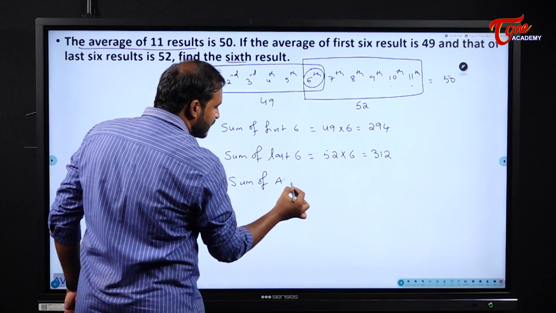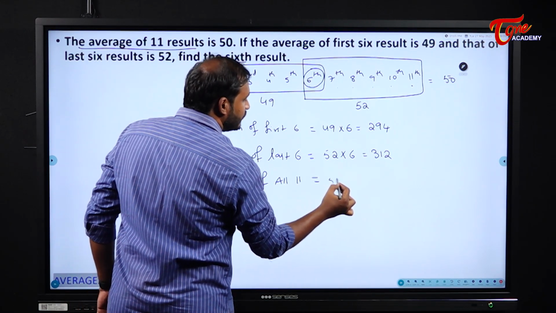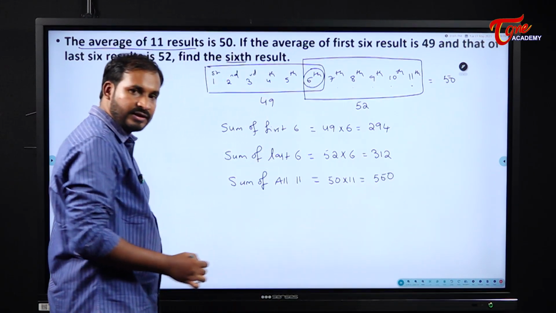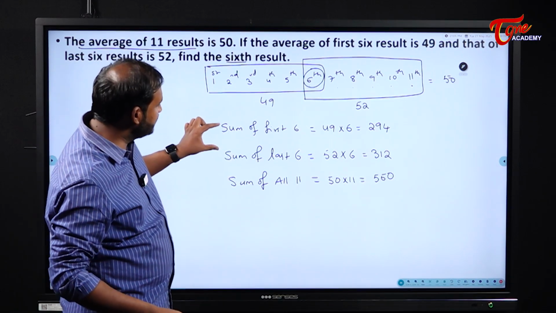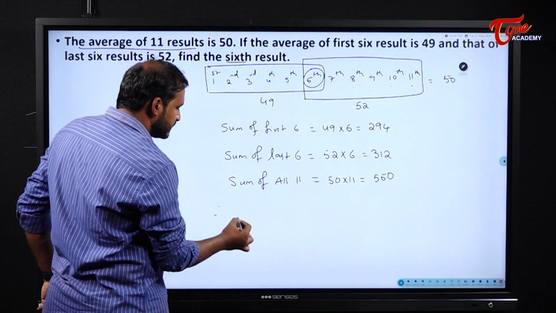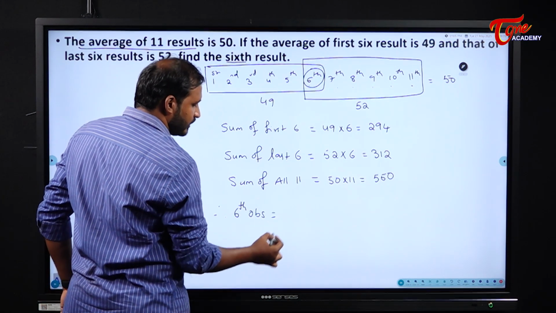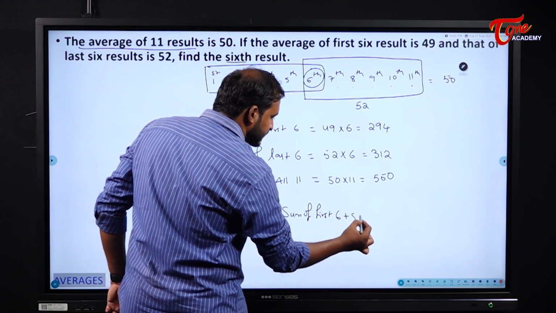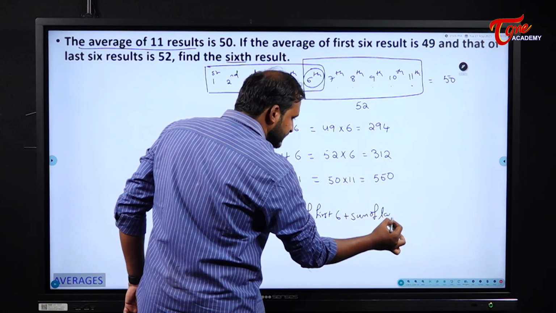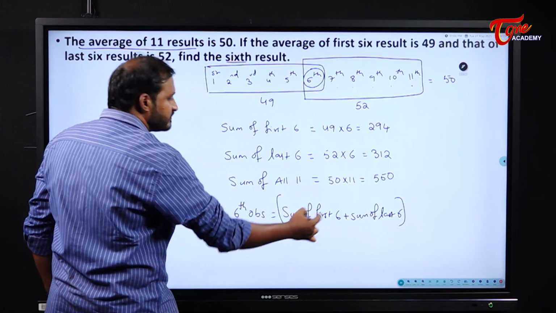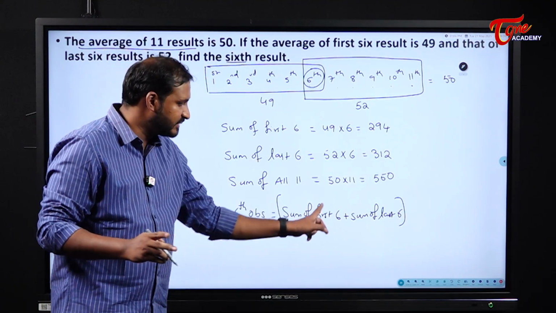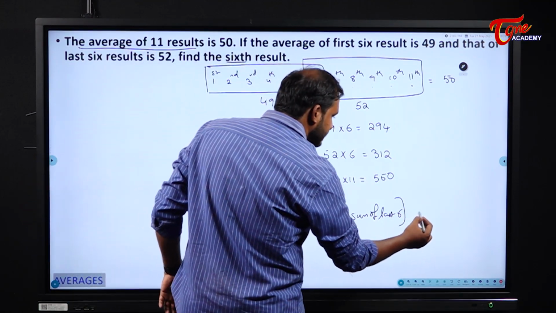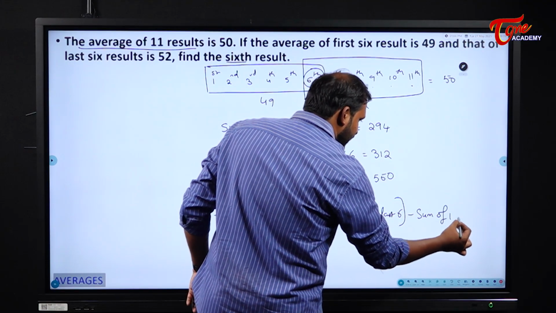The sum of all 11 observations is 50 into 11, that is 550. Now, please observe here, students. The sixth observation is equal to the sum of first 6 plus the sum of last 6, minus the sum of 11 observations. That means I am adding the sixth observation 2 times. In first 6, sixth will be there. In last 6 also, sixth will be there.